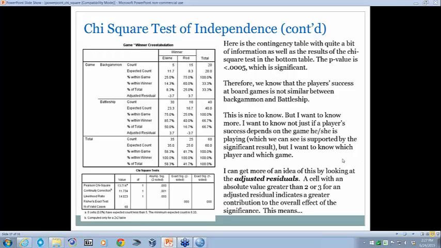But I want to know more. I want to know not just if a player's success depends on the game that's being played, but I also want to know which player and which game, who's better at which game. And I can get more of an idea of this by looking at the adjusted residuals instead of just saying, okay, yeah, there's a difference, it's significant, something's dependent on the game. It'll tell me kind of an idea of what, right? Because you'd want to know why. So what we're doing is we're taking these adjusted residuals and we're going to look for a cell with an absolute value, so it could be negative or positive, but it's got to be bigger than a 2 or a 3. Okay, and if you see those, then that indicates that that cell contributed more to that significance. The residual indicates a greater contribution to the overall effect of the significance. Okay, so let's go ahead and look at this again.